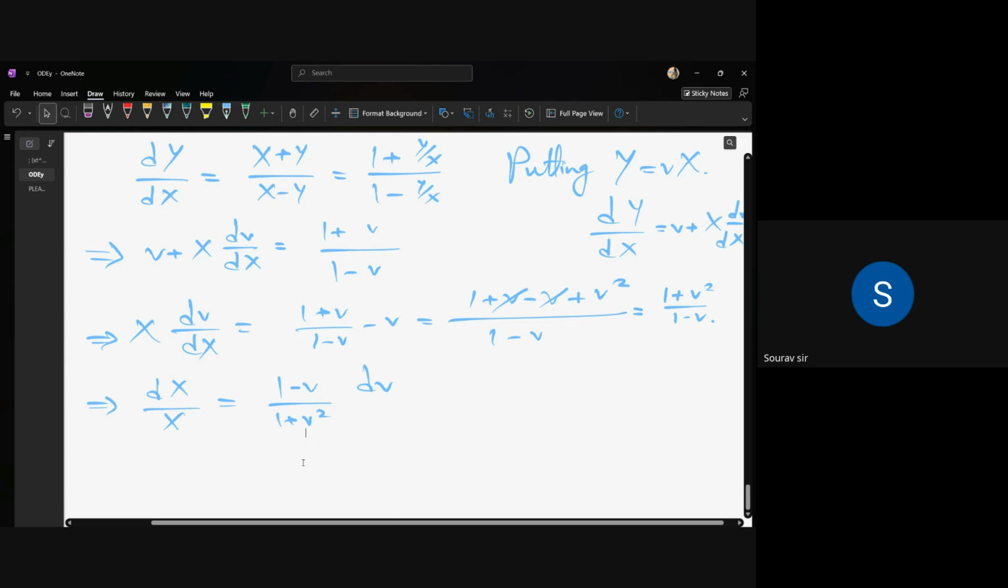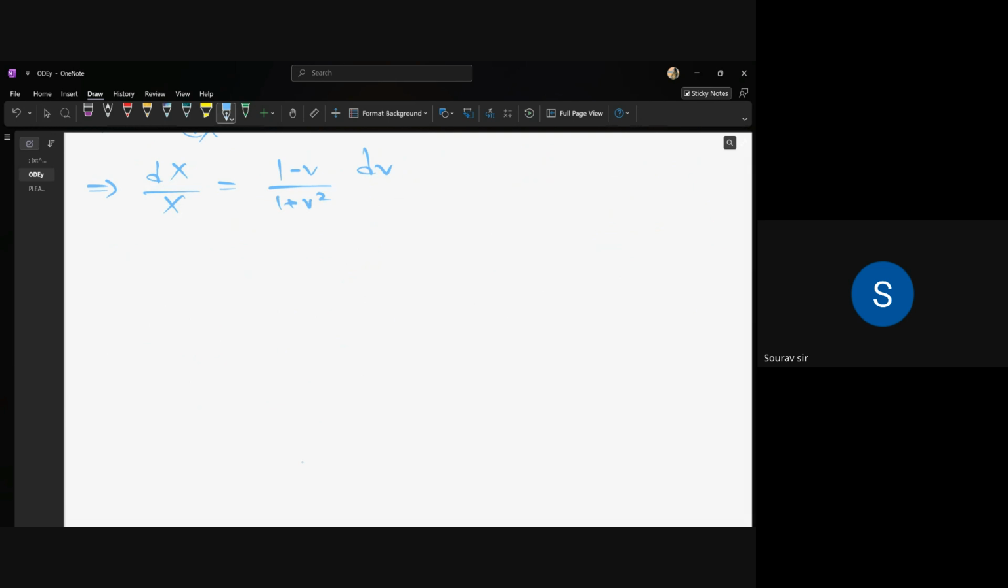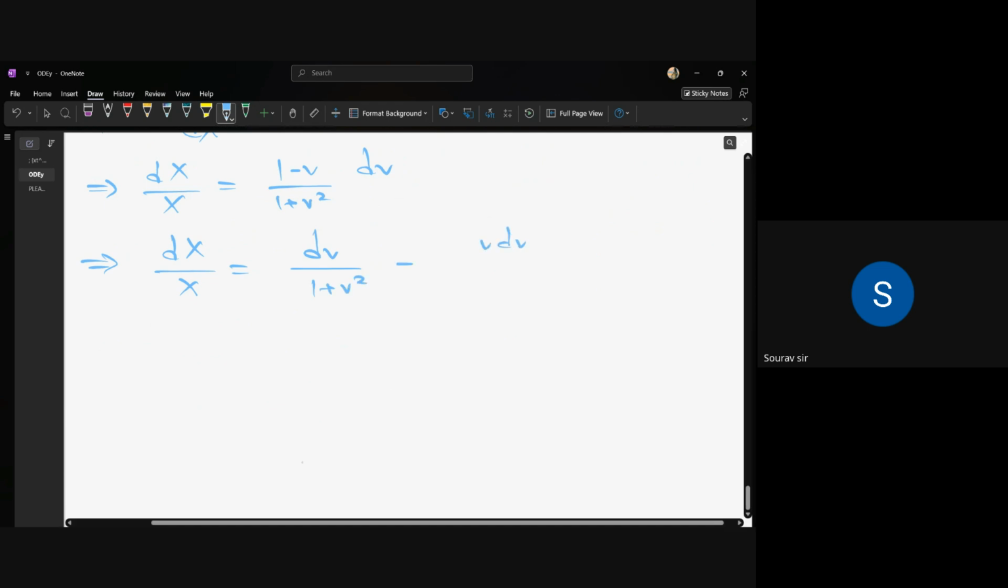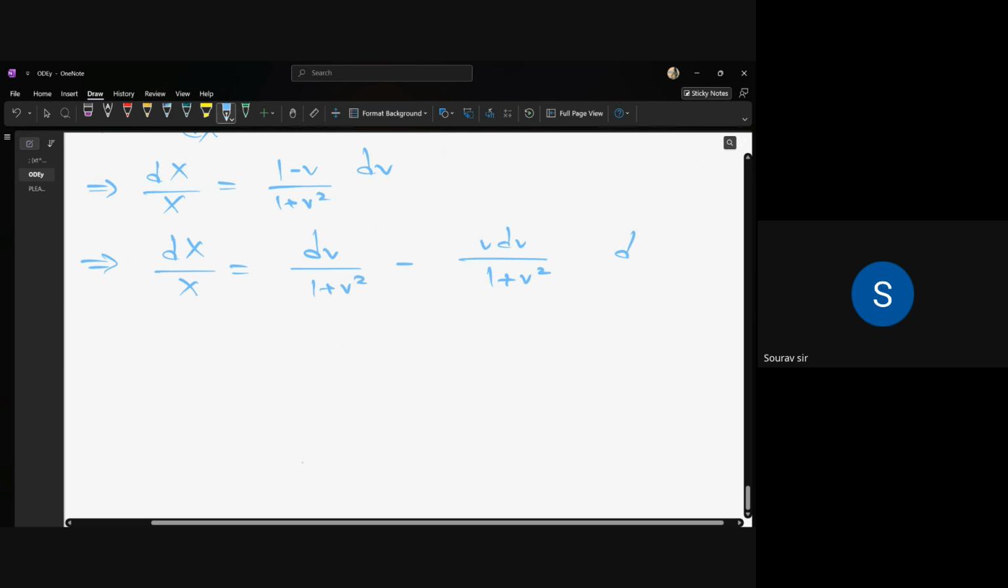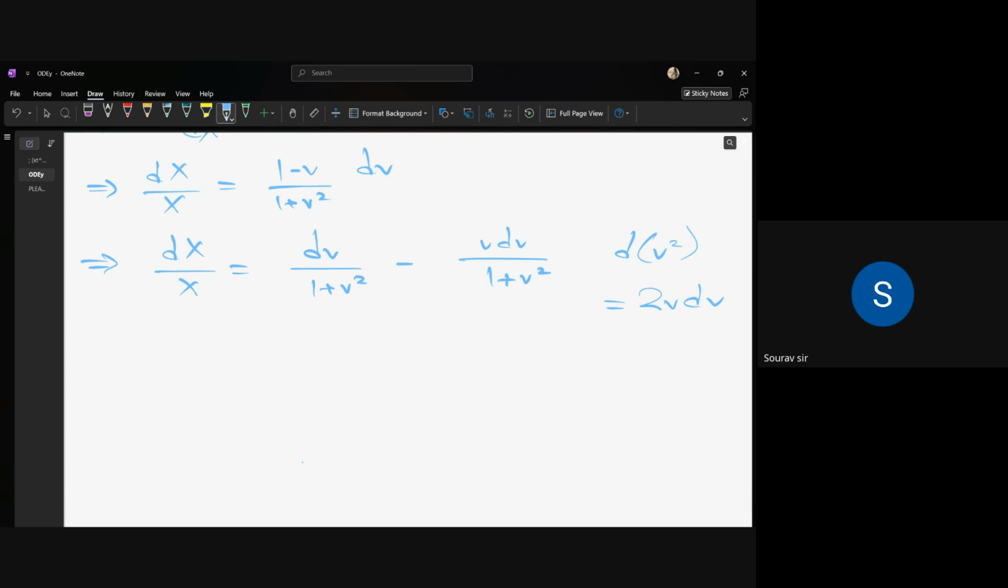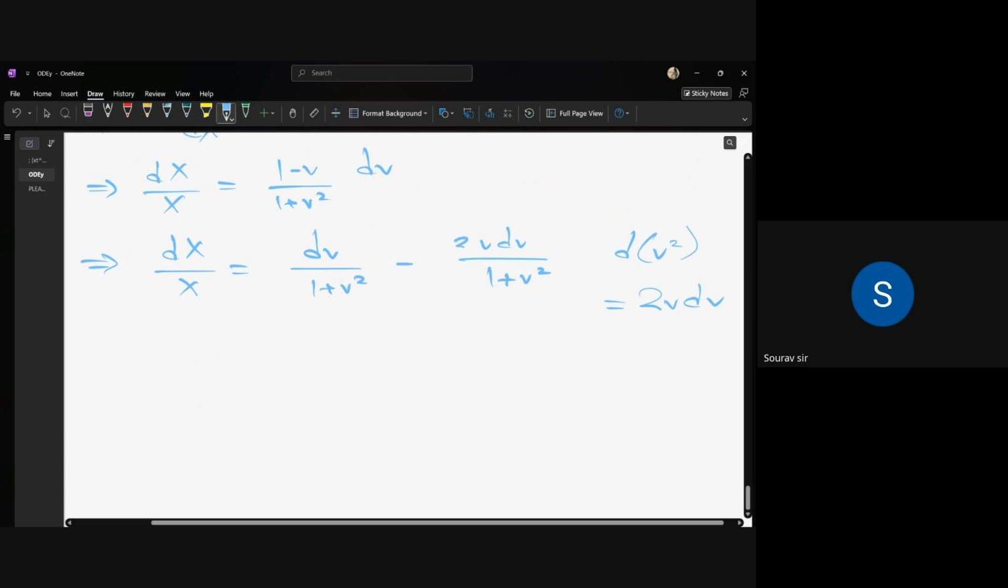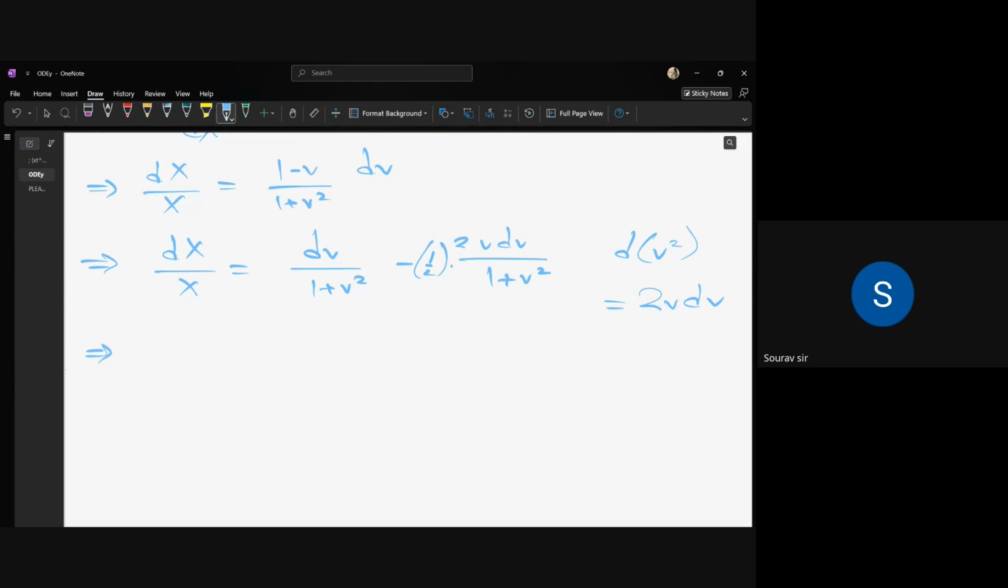Okay, so now from this we can write dX by X equals dv by (1 plus v square) minus v dv by (1 plus v square). Okay, so we know that the derivative of v square is 2v dv. So let us write it as 2v, then just multiply by half here. So then what will we get?